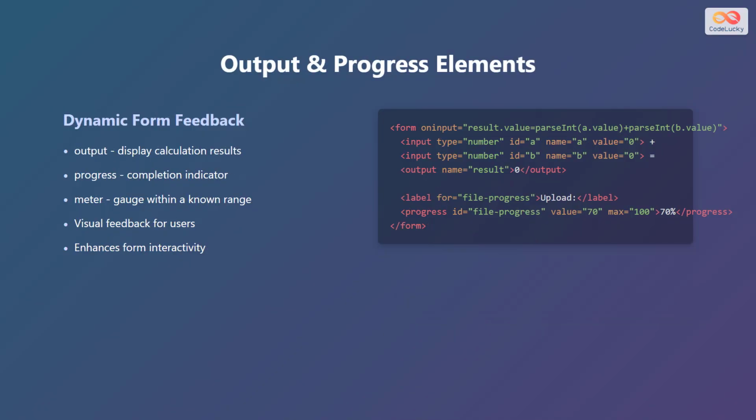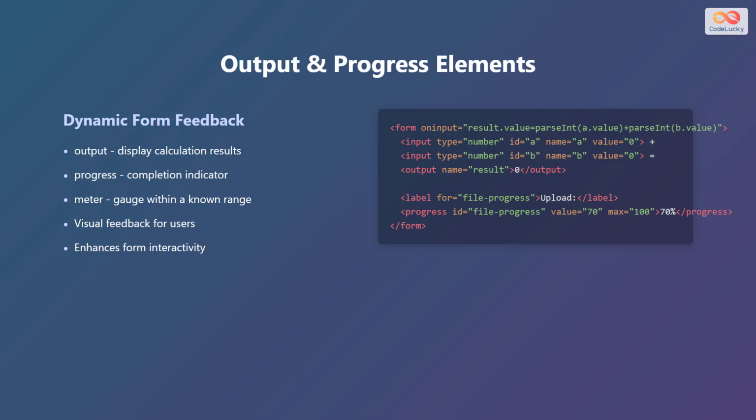HTML5 includes elements that provide dynamic form feedback to the user. The output element displays the result of a calculation performed on the form. The progress element indicates the completion status of a task. The meter element displays a gauge within a known range. These elements enhance form interactivity by providing visual feedback to users.